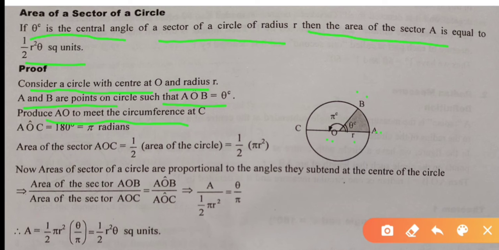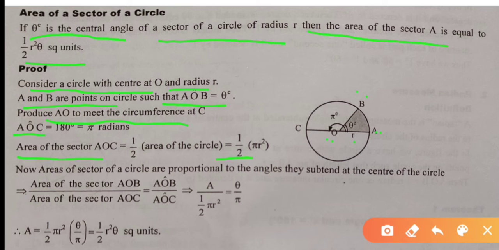Produce AO to meet the circumference at C. Then we get angle AOC equals 180 degrees, that is pi radian. Already we know in the previous theorem we have proved this one. Now area of a sector AOC equals half of the area of a circle, which equals half pi r square.